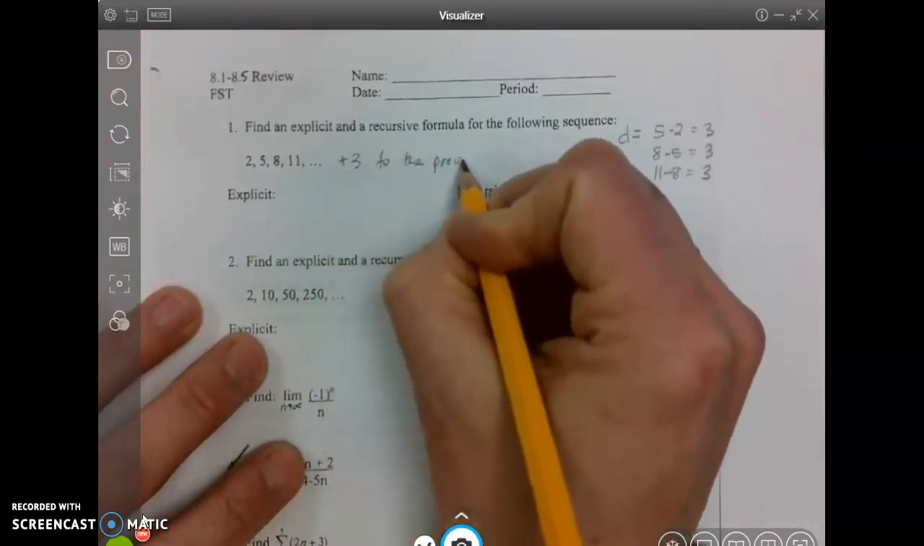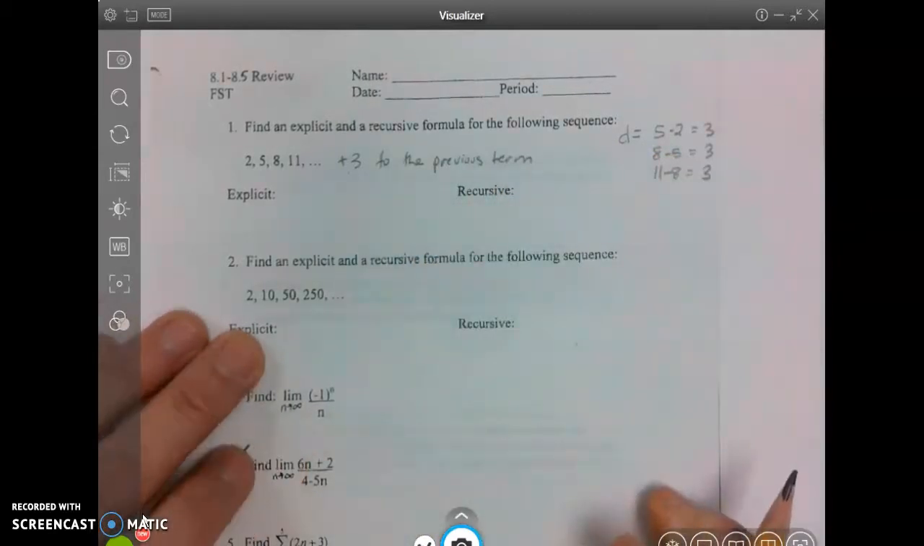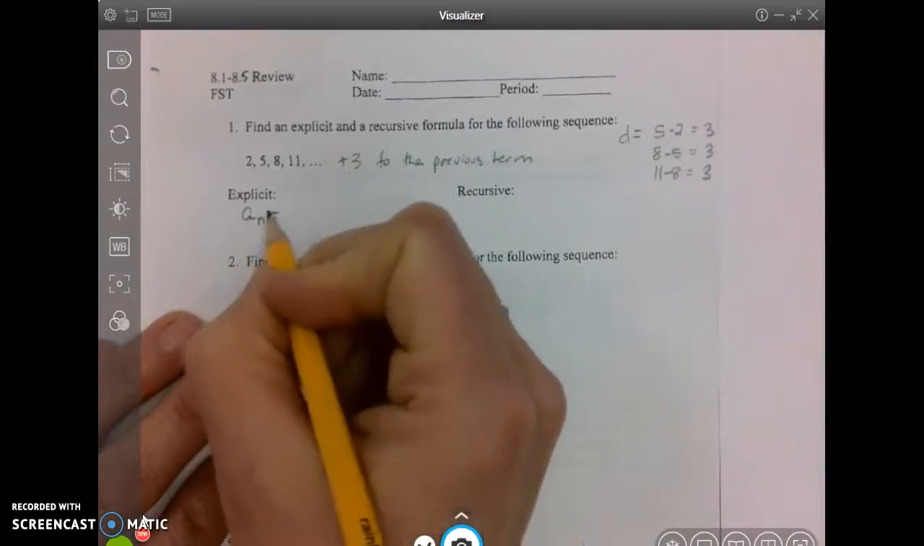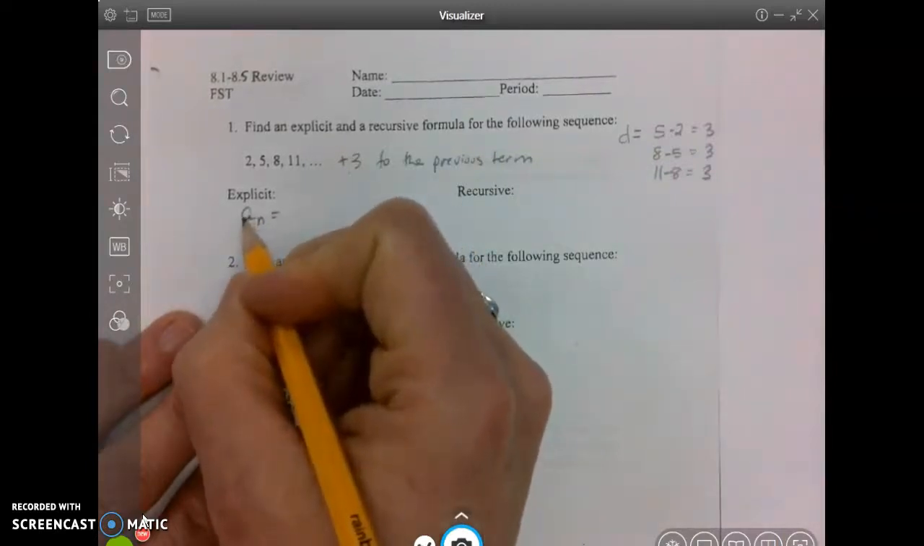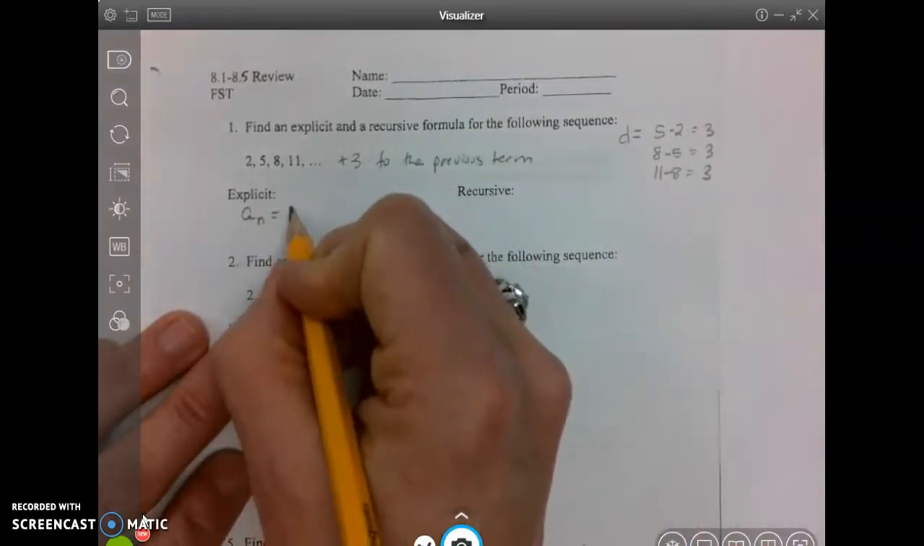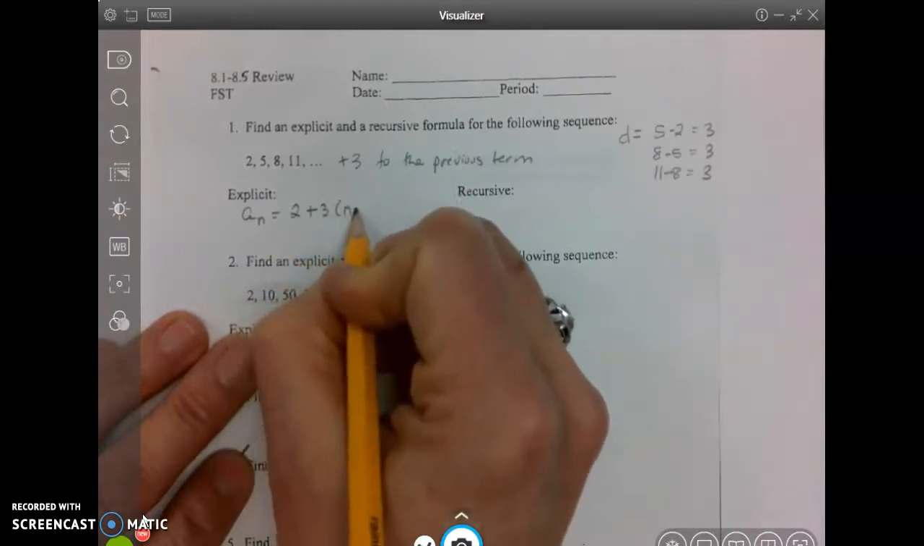And I usually like to write that down. And I want to write my explicit formula. That's going to be a sub n. If I need to look at my formula sheet, I can. It always starts with the first term, which is 2. And then I add 3 times n minus 1.